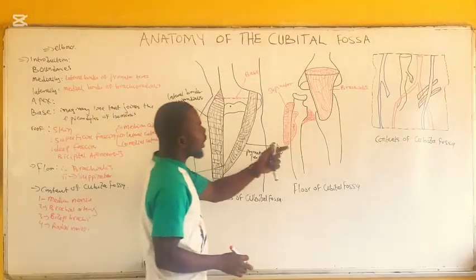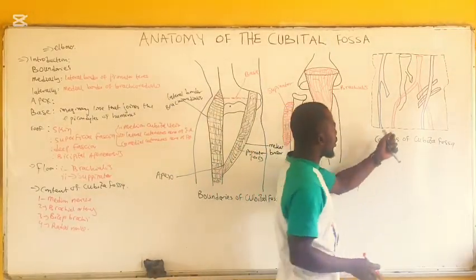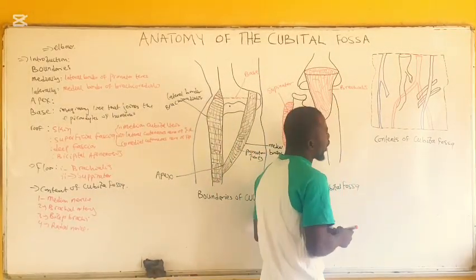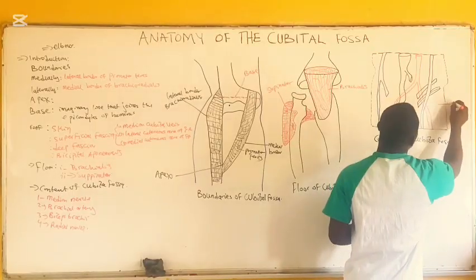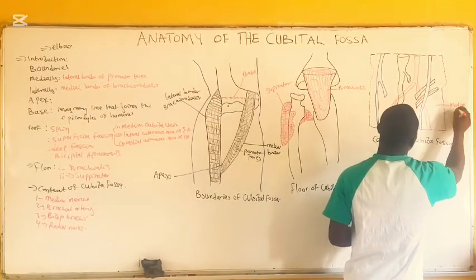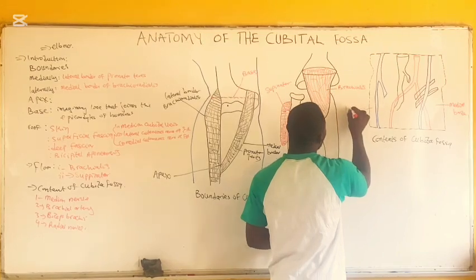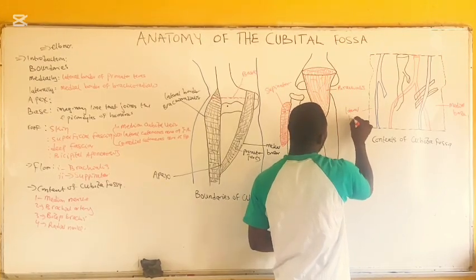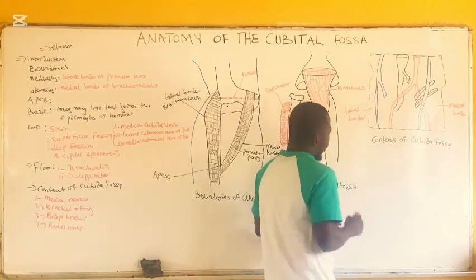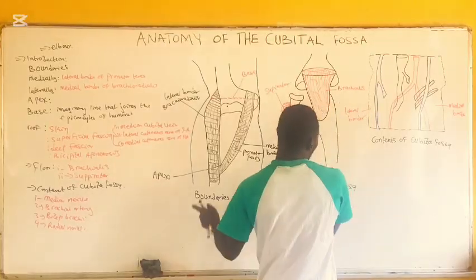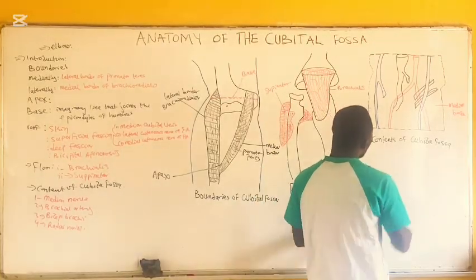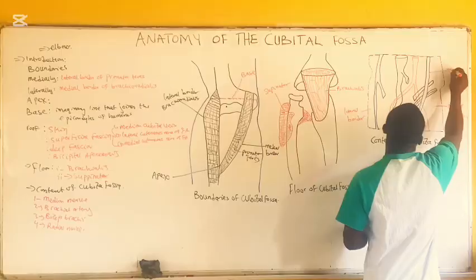This diagram here will show us the contents of the cubital fossa. This is our medial border, and here is our lateral border. From medial to lateral, there is the median nerve. So this is the median nerve.